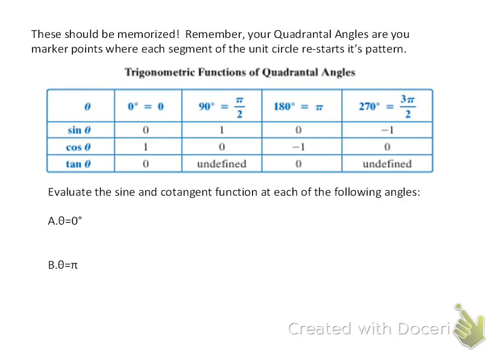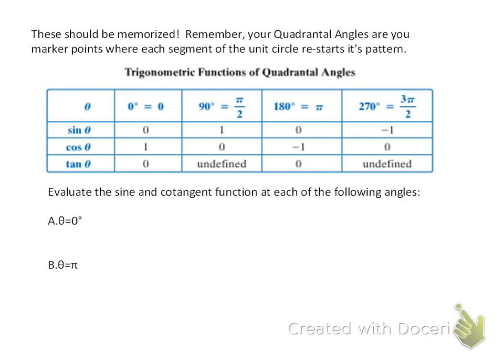Here at 90 degrees, or pi over 2 radians, sine is 1, cosine is 0, so tangent's undefined. Here at 180 degrees, aka pi, your sine is 0, your cosine is negative 1, and therefore your tangent is 0. Same thing here at 270, aka 3 pi over 2 radians. Sine is 1, cosine 0, sine over cosine is undefined.